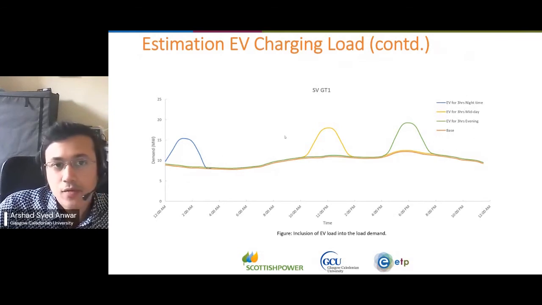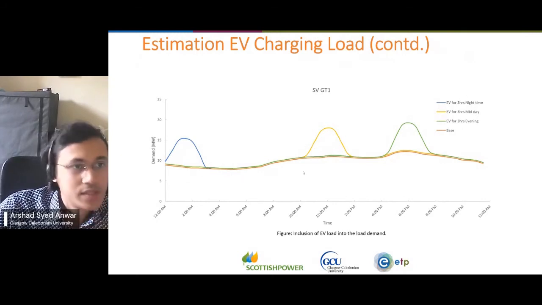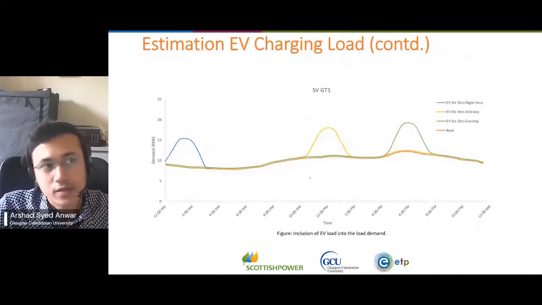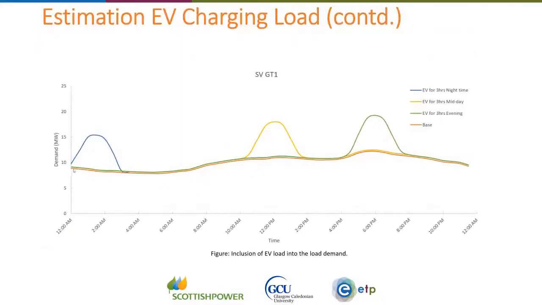For example, for night time when the EVs are charged at night, and for midday and evening. This data is provided from SPIN for Sprango Valley, and we also have data for Devilmore. For this transmission transformer, on average the load is around 9 megawatts, and it goes up to 12 megawatts. So at night time, the load can increase by more than 50%, going up to 15 megawatts in this case.